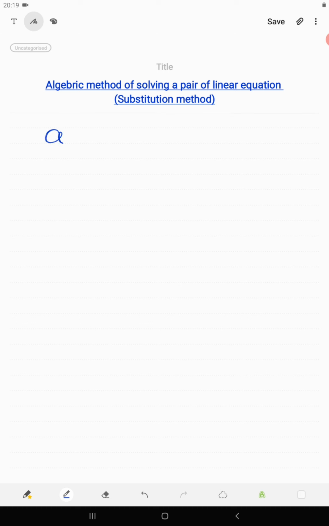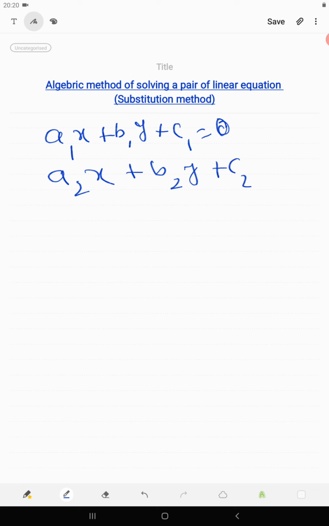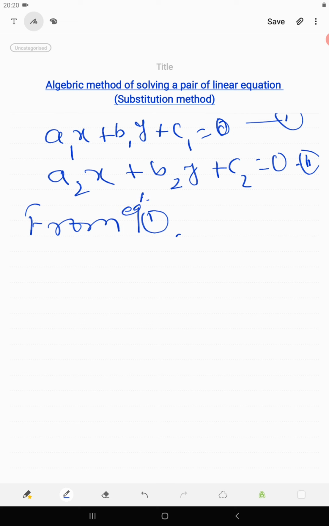Let the first equation be a1x plus b1y plus c1 equals 0, and the second equation be a2x plus b2y plus c2 equals 0. This type of two equations will be given to you. Now what we will do is take one equation. Suppose I took equation 1. From equation 1 we will find x in the form of y.